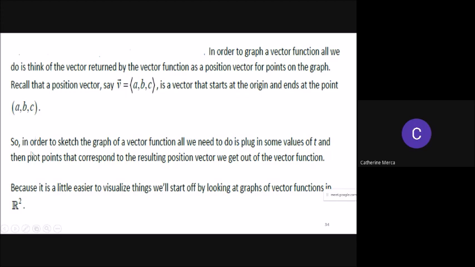So in order to sketch the graph of a vector function, all we need to do is plug in some values of t and then plot the points that correspond to the resulting position vectors that we get out of the vector function. So let us just try to visualize natin.